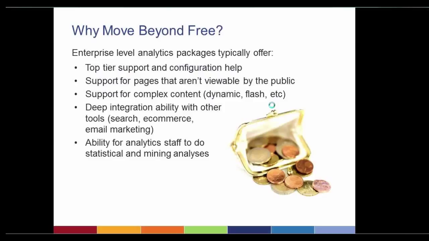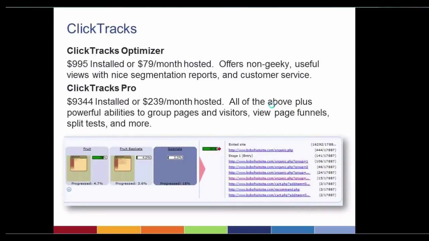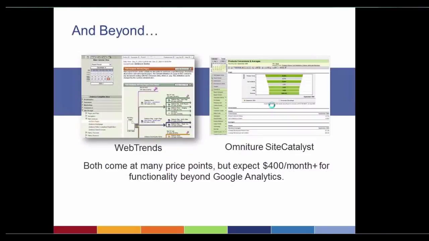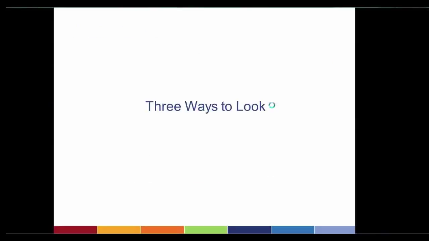Deep integration, your ability for your analytics staff members to do statistical and mining analysis. This is not likely to apply to any of you. If you were to go beyond it, something like ClickTracks is probably a logical next step, but you can see it starts at about $80 a month hosted. So it's not only not free, it's pretty expensive. WebTrends, Omniture SiteCatalyst, really expensive, $400 a month plus for things that go beyond Google Analytics. You can get WebTrends for a lot less, but it's not likely to give you as much functionality for the majority of sites.